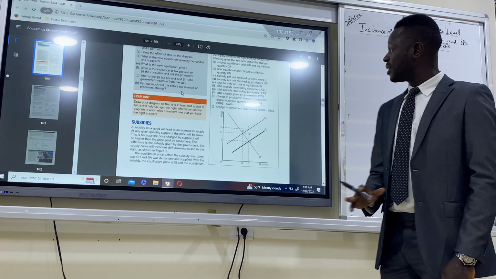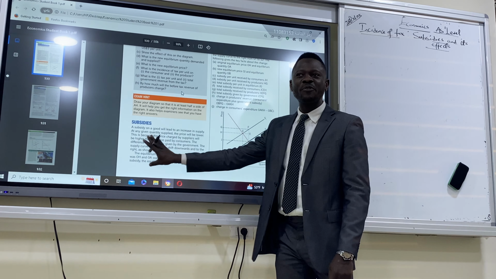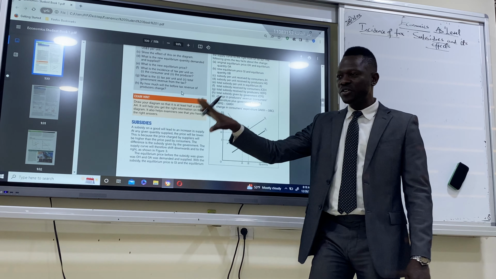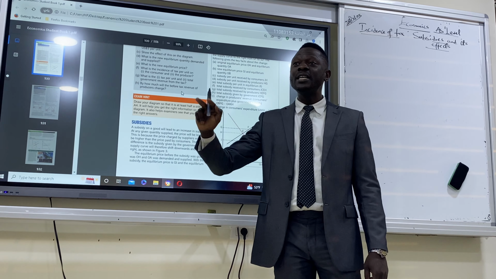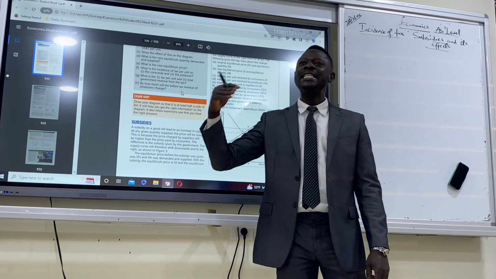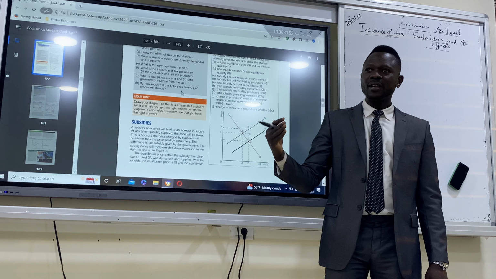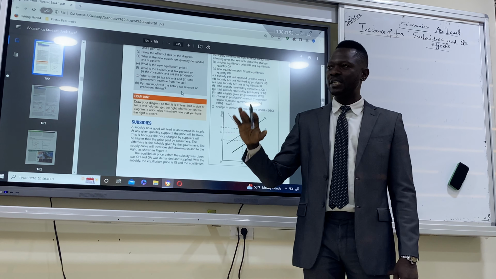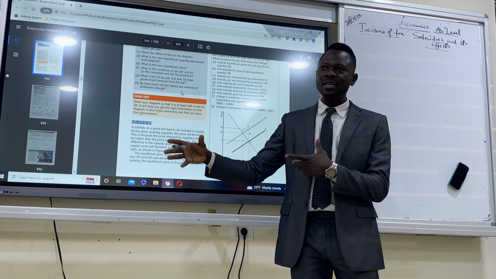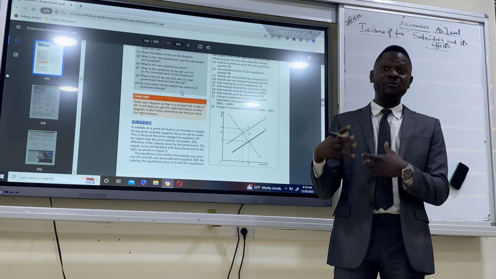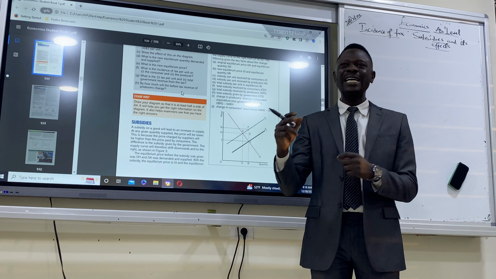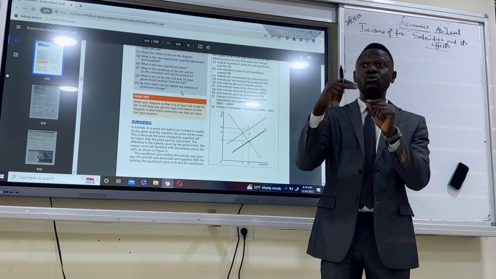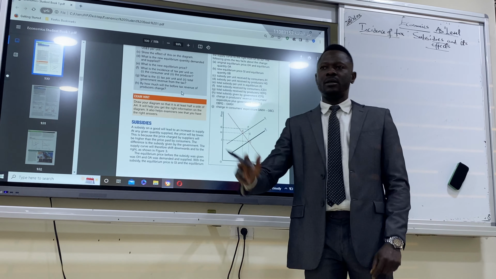So, like I was saying, subsidy is a financial help from government. What does it do? It reduces the cost of production, but it does not only reduce the cost of production, it increases the output of firms. As soon as it increases the output of firms, the supply in the market will increase. Consumers will be able to buy at an affordable price because government has paid the amount that would have made consumers not want to buy.